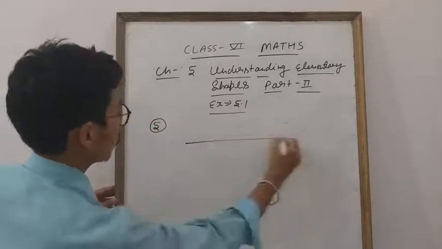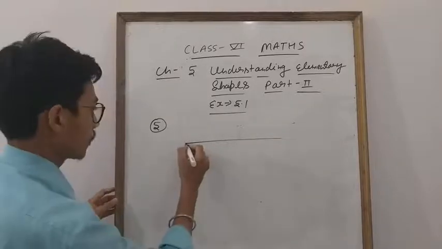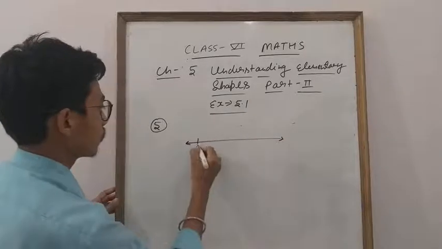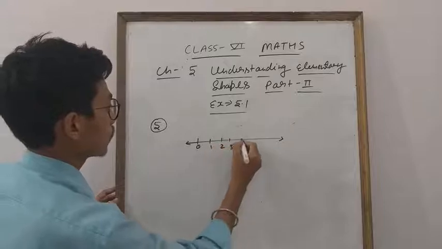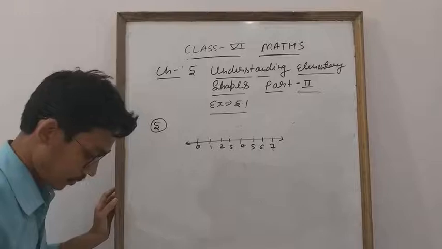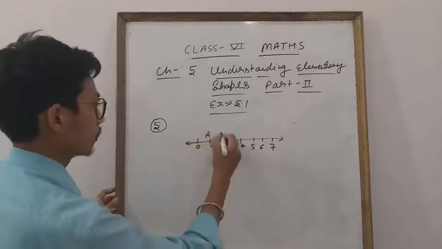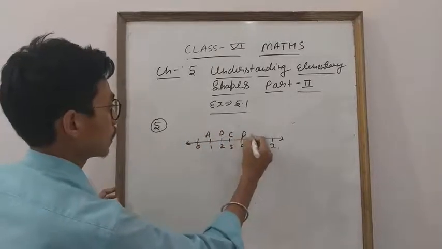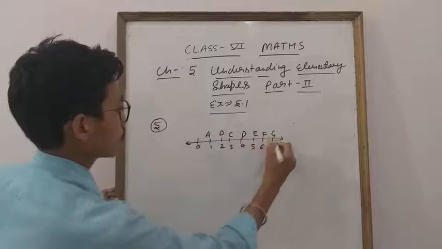So first we will draw the diagram. This diagram is given. Start from 0, 1, 2, 3, 4, 5, 6, 7. Okay everyone. Now mark A, B, C, D, E, F, G. This is B.